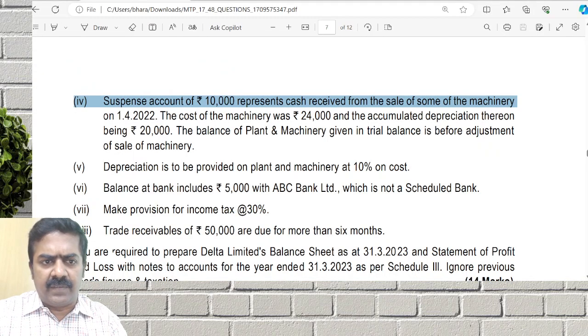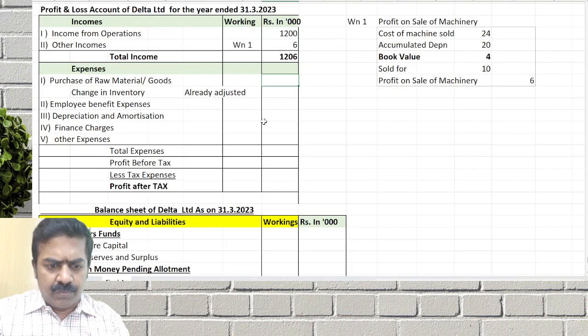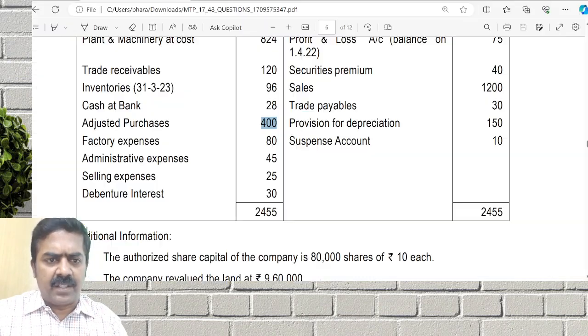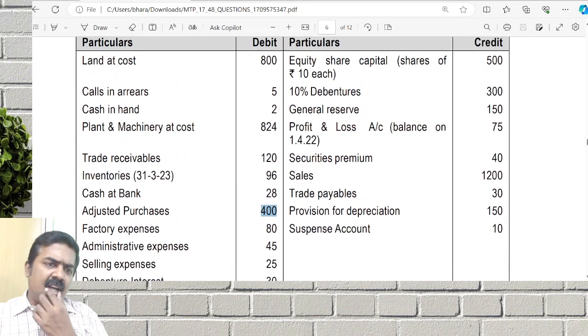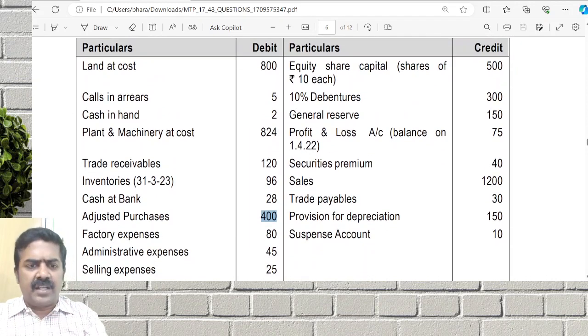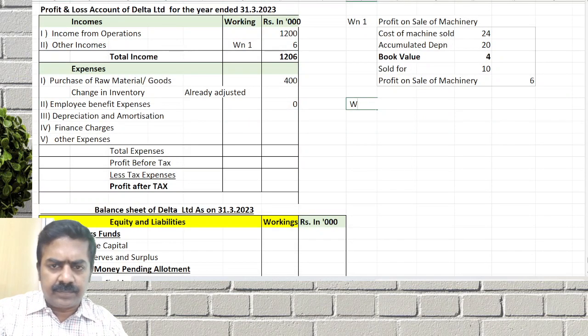Purchases are directly given. Adjusted purchases are given, 400. So no need of adjusting inventory. Employee benefit expense, see if there is any. Any salaries, wages, on the debit side no salary or wages are given. Then working note 2 starts: depreciation and amortization.